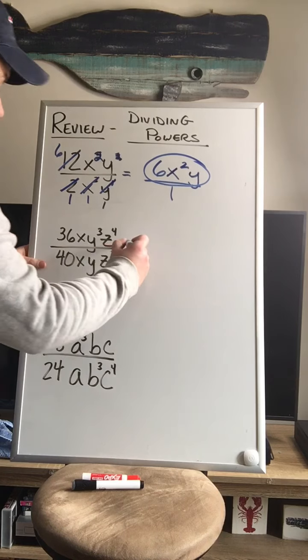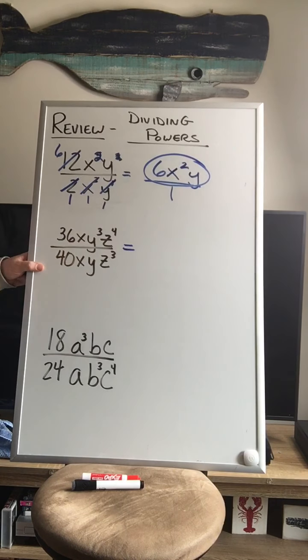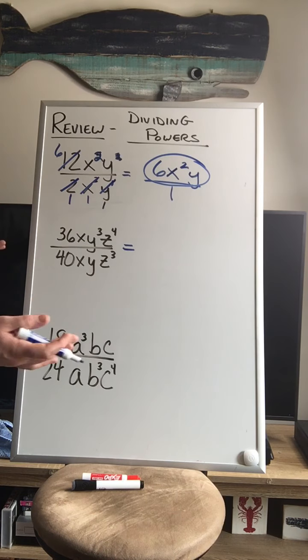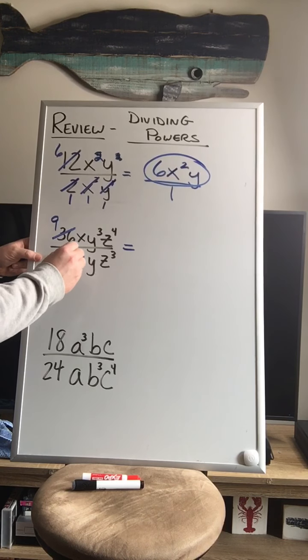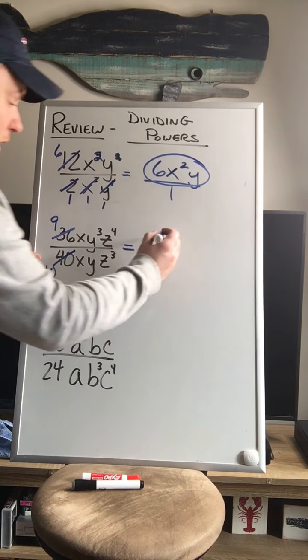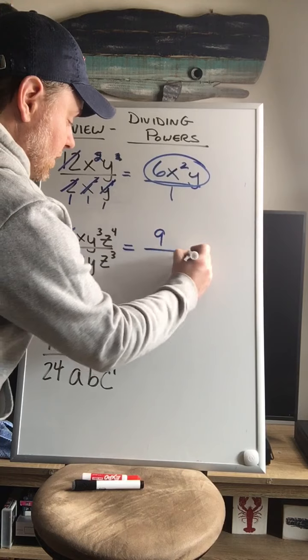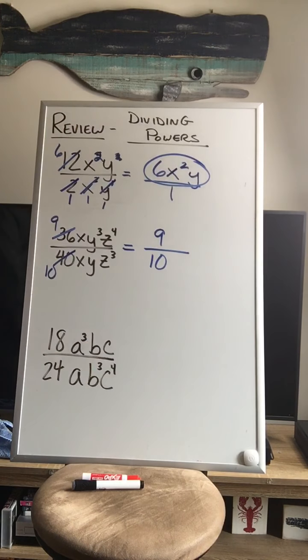So let's do another one. 36 over 40. Now, that doesn't divide evenly like this did, 12 divided by 2 being perfectly 6. But we can reduce it like a fraction. Think of a number that goes into 36 and 40. I think 4. Right? So 4 goes into 36 9 times, 4 goes into 40 10 times. So I know I'm going to have a 9 in the top and a 10 in the bottom of my fraction. Okay? Now let's look at the rest of the variables.